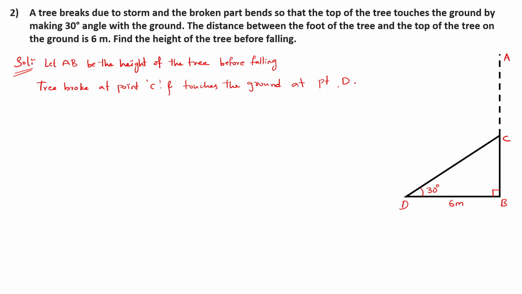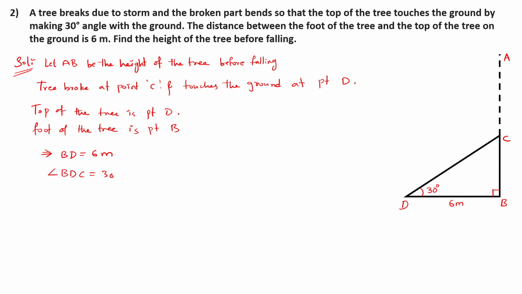So as you see clearly on the screen. Now from the figure, top of the tree is not A now. Top of the tree is nothing but point D. And foot of the tree, if you see from the diagram, will be point B. And the distance between the top of the tree and foot of the tree is given as BD is equal to 6 meters. And from the figure, angle BDC is given as 30 degrees.